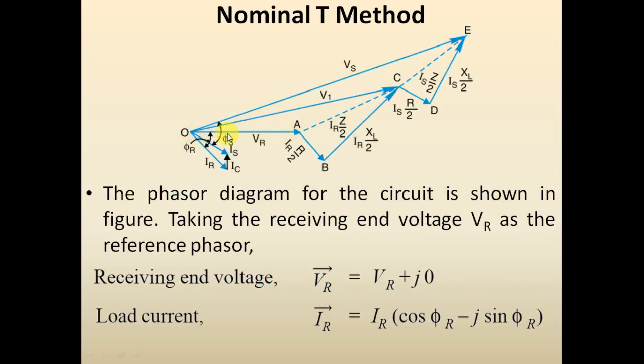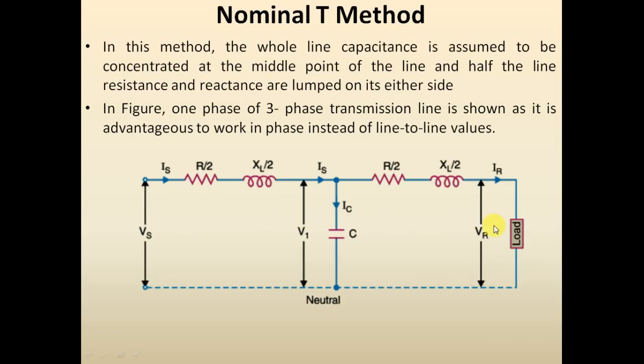VR is taken as the reference vector, and this current IR is lagging VR by angle phi r. In order to obtain the value of Vs from this VR and IR, first you have to obtain the relation for V1 by using KVL in this loop, and then we can easily obtain the value of Vs by applying KVL in this loop. Just like we have mentioned now, the value of V1 can be determined by applying KVL in this loop. So by applying KVL in this loop, we will be able to obtain V1 as the sum of VR and the drop occurring in this impedance branch.